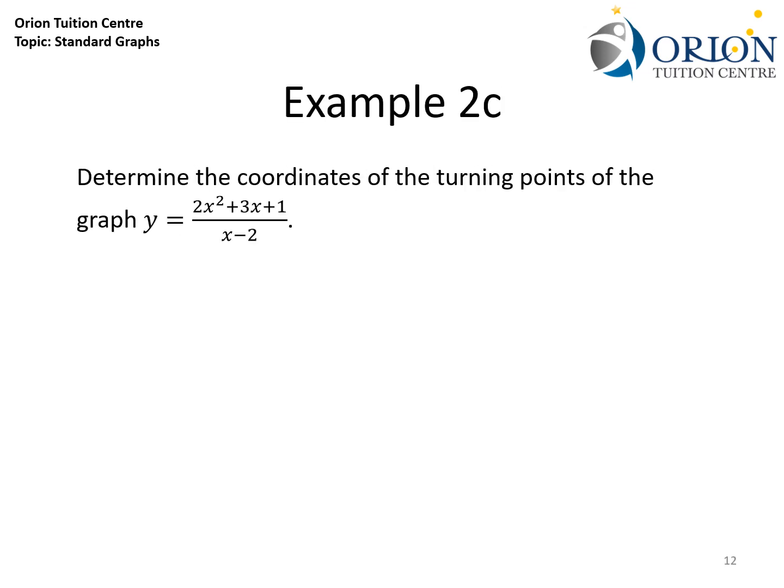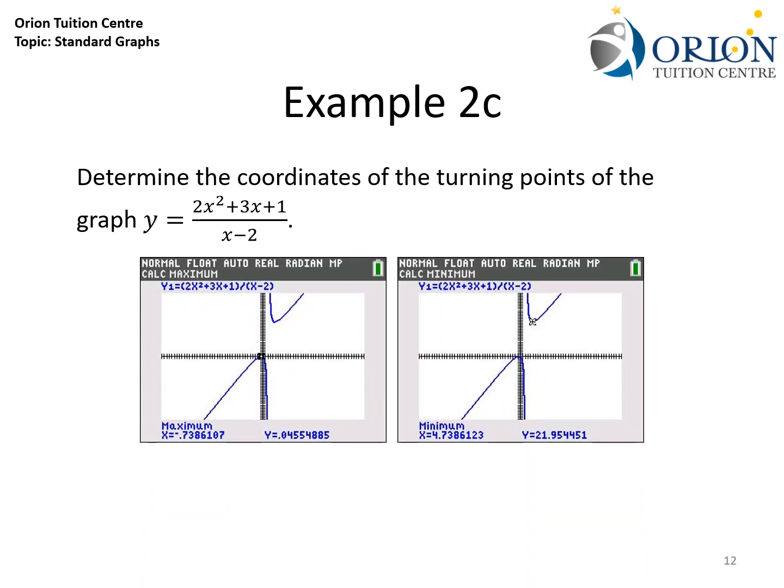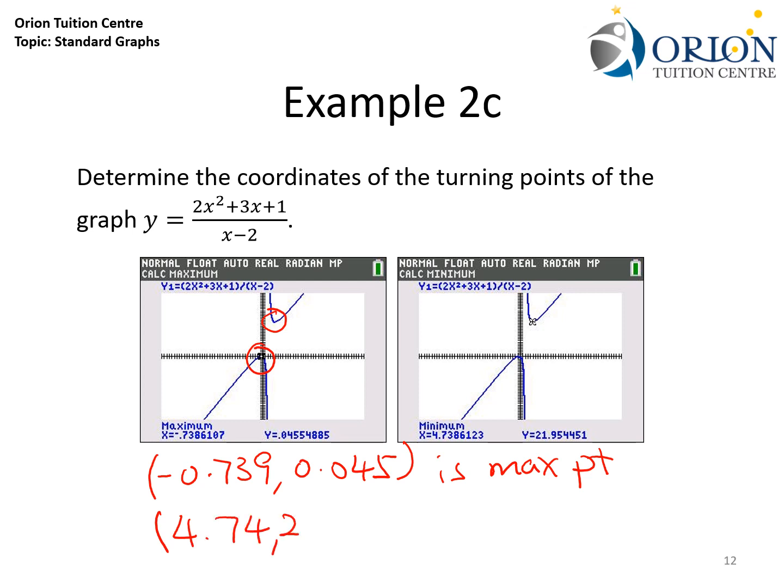Now, we are asked to determine the coordinates of the turning points of the same graph. And if we sketch this graph out using the GC, we can see that there are two turning points. And therefore, we can simply make use of the maximum or minimum calculation function in the GC to give us the coordinates. So we know that negative 0.739, 0.045 is the maximum point, and 4.74, 22.0 is the minimum point. And both of these are from the GC.